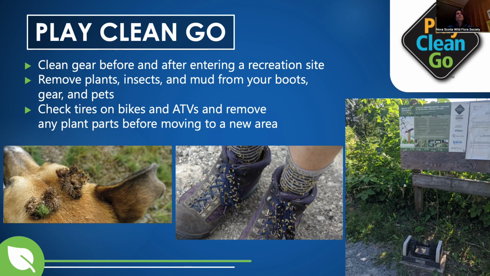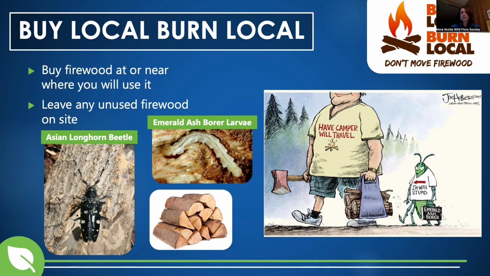Play, Clean, Go. This program is all about cleaning your gear before and after entering a recreational site. Remove plants, insects, and mud from your boots, gear, and pets, and check the tires of bikes and ATVs to remove any plant parts before moving to a new area, as many invasive plants have seed structures that are adapted to clinging to fur and cling very well onto clothing as well. Buy Local, Burn Local. This is all about buying firewood at or near where you're going to use it, and leaving any unused firewood on site, as invasive pests, in particular forestry ones, can hitch a ride on contaminated wood and spread quite far distances.